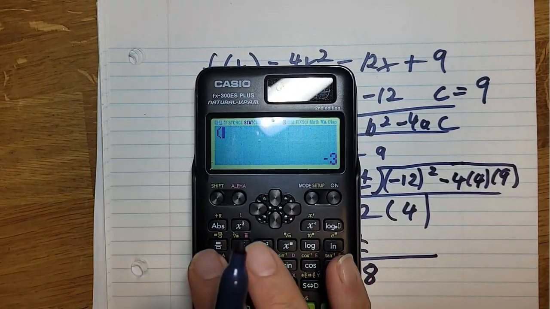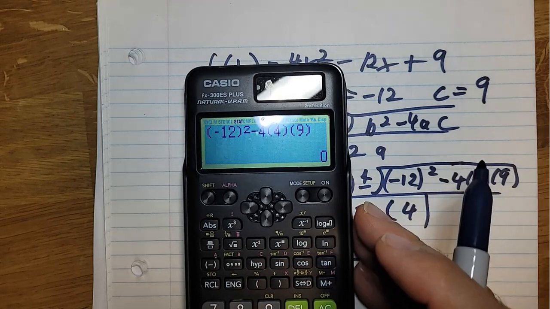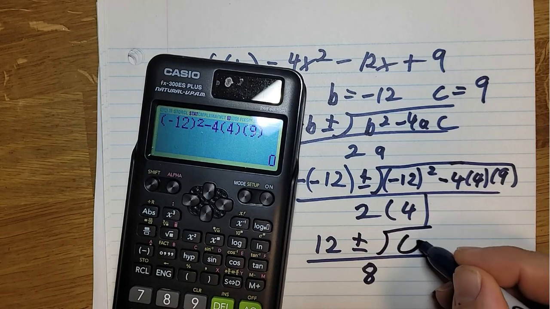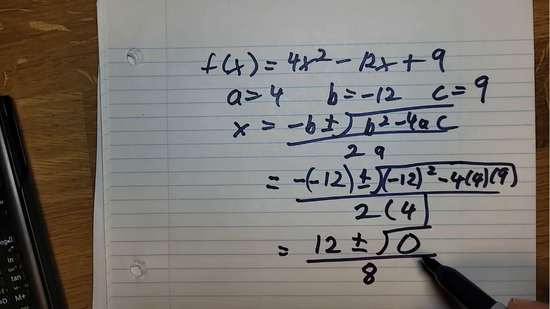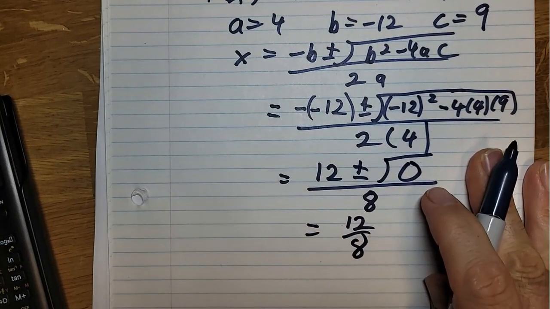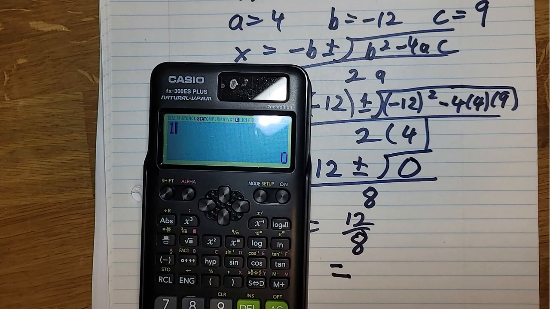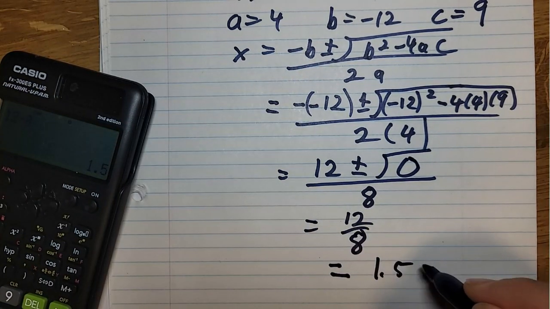Okay, in a bracket, we put minus 12 squared minus 4 bracket 4 bracket 9. 0. Oh, square root of 0. Well, square root of 0 doesn't mean there's no answers. Square root of 0 means there's only one answer, and that answer is 12 over 8. So 12 divided by 8, let's just put into a decimal. 12 divided by 8 is 1.5. So our x-intercept is at 1.5.